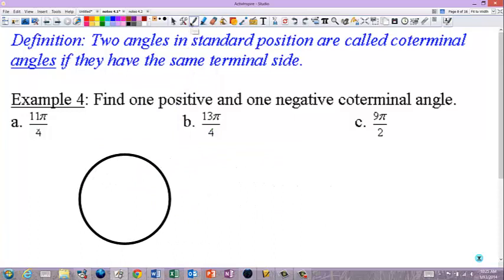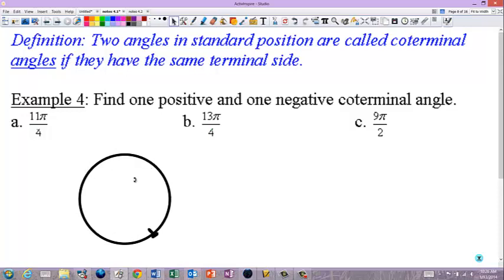Let's just say, I want you to pretend for a second that your circle is like a tire and it has a nail in it. If I spin my circle and I go right back to the same place, is my nail in the same place? The answer is yes. What if I spin it the other way? My nail's in the same place. That's what it means to have a coterminal angle.